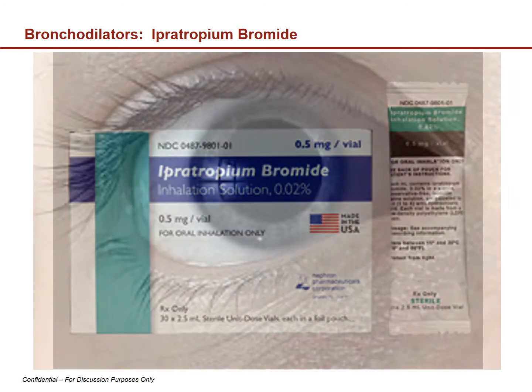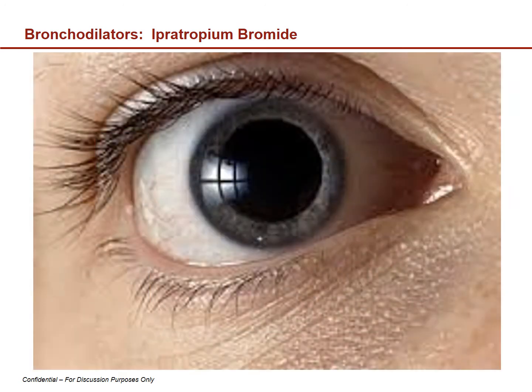Atrovent can dilate pupils and dry or irritate a patient's eyes. Therefore, administration with a mask or via continuous nebulization should be avoided. If Atrovent must be administered via mask, the patient should be told about the possible ocular effects.